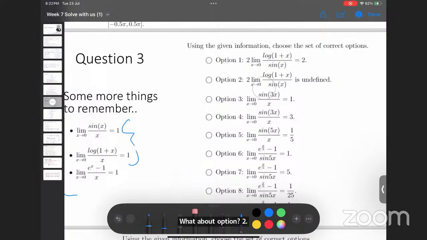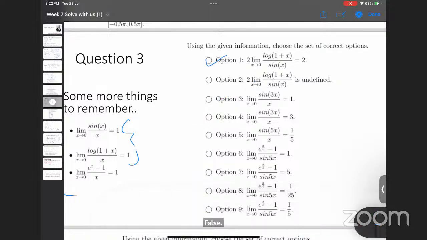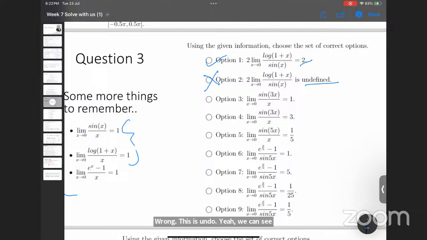Option 2 is wrong. We can see the value is 2, hence obviously it is defined. So option 2 is immediate from option 1. What about option 3? It's also wrong. Option 4 is true. We can balance it like that, so it will be 1 into 3, hence equal to 3. So option 3 is again wrong. Option 4 is correct. So we have option 1 and option 4 correct.